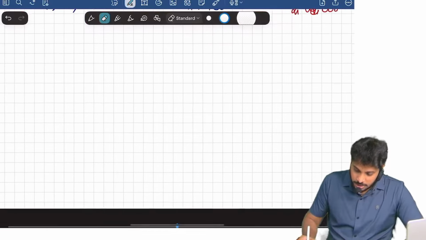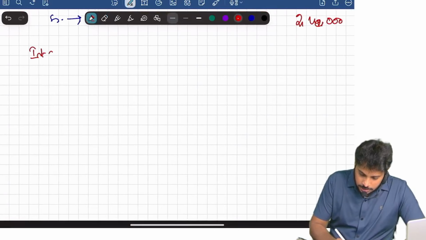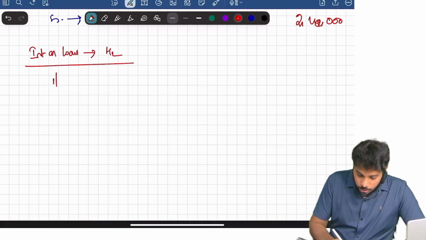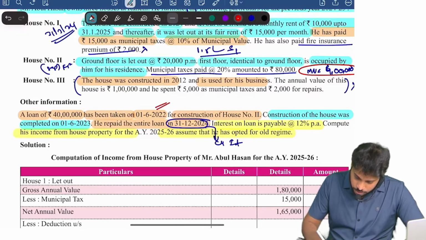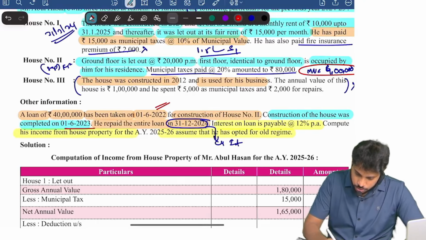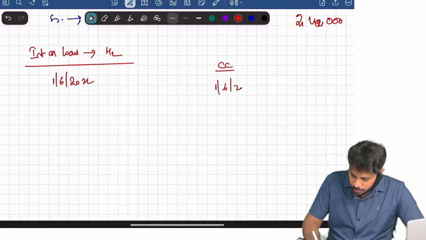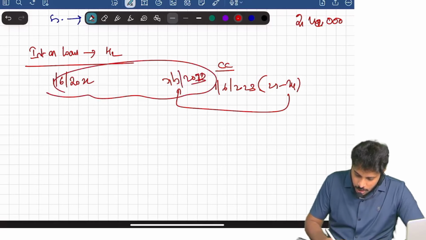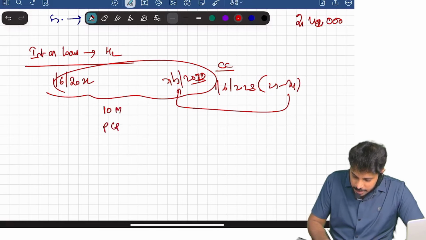Now look at the interest on loan. Interest on loan for which house? House number 2. The loan was borrowed on 1st June 2022. So the construction completion date is 1st June 2023, which means in the 23-24 year, construction was before 31st March 2023. Correct? So only these 10 months are the PCP period.